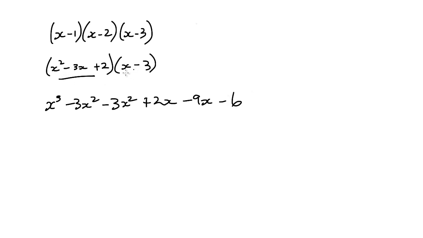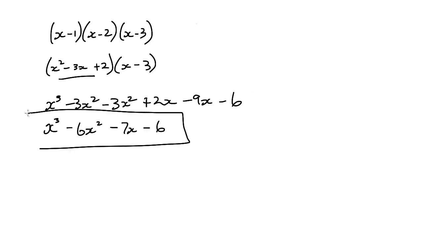1, 2, 3, 4, 5, 6. Yep, so then I would collate those terms. So x cubed minus 6x squared minus 7x minus 6. So this would be my polynomial in standard form coming from this factored form.